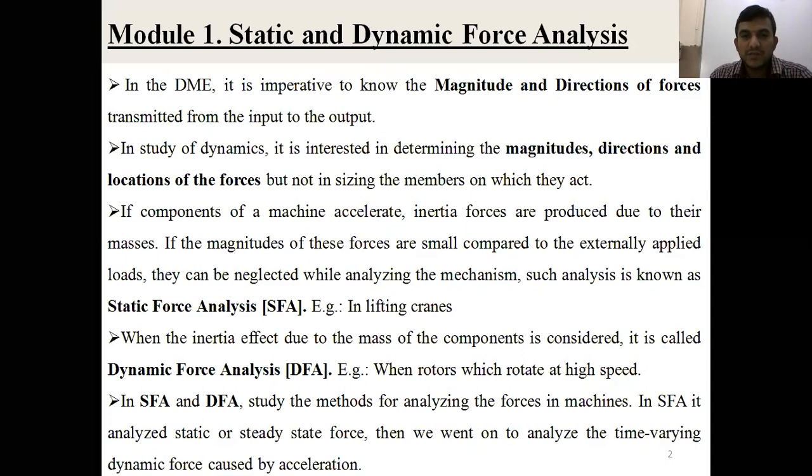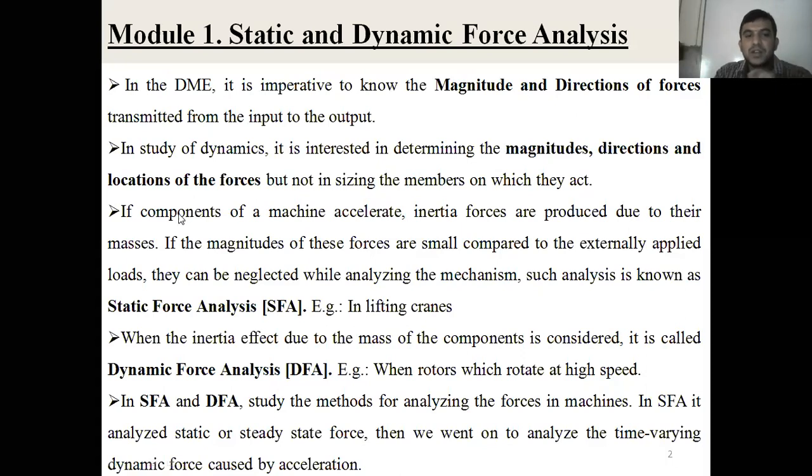So before going to design, first you should know the forces, the magnitude and direction of forces acting on the component. Okay. Next, in the study of dynamics, we are interested in determining the magnitude, direction, and location of forces, but not sizing the member on which they act. So in dynamics of machinery, we study only the magnitude, direction, and location of forces or moments acting on the body. Where you go for sizing the member, you will study in the subject design of machine element.